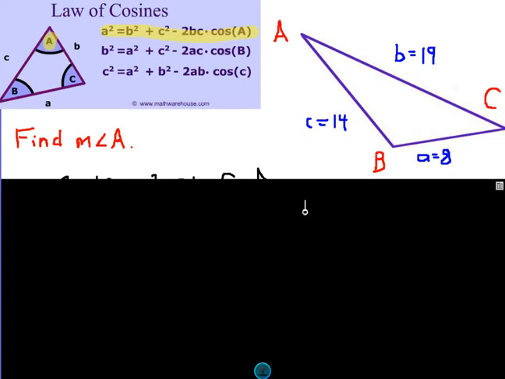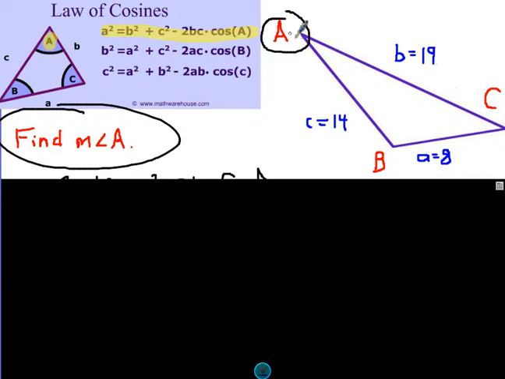Alright, so the problem we were looking at specifically is we were given the side length of A is 8, the length of side B is 19, and the length of side C is 14. Find the measure of angle A. Angle A is the angle that's across from side A. So we're going to use this first formula here. A squared is equal to B squared plus C squared minus 2BC times the cosine of A.